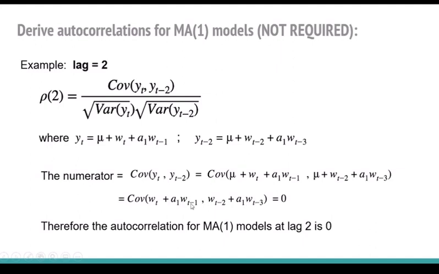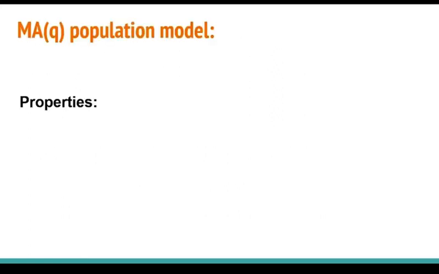Okay, then I want to tell you mathematically the covariance of that is actually going to be equal to zero. And when the numerator of a fraction is zero, then the whole thing is going to be zero. And that is the reason why we said the autocorrelation for the MA1 model at lag 2 is going to be zero, not only at lag 2, at any lag greater than 1 will be zero.